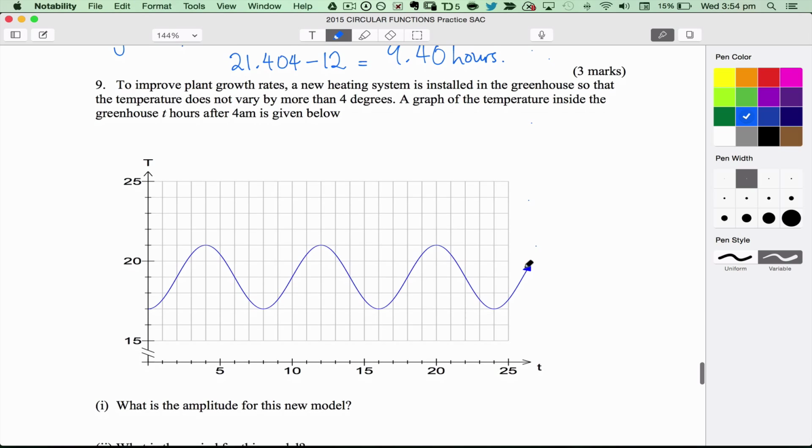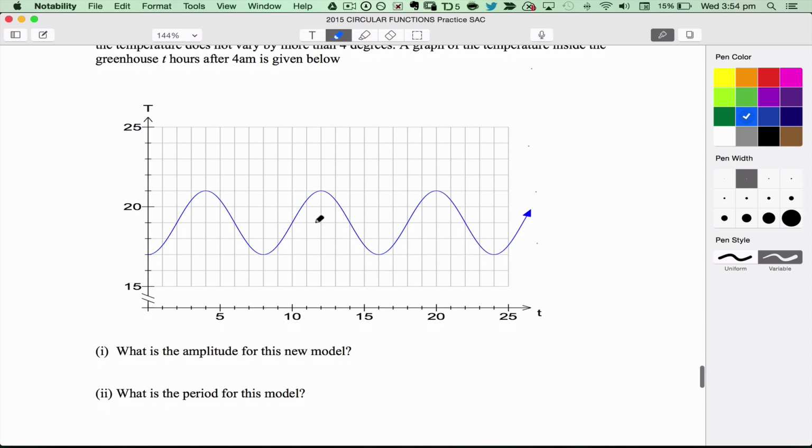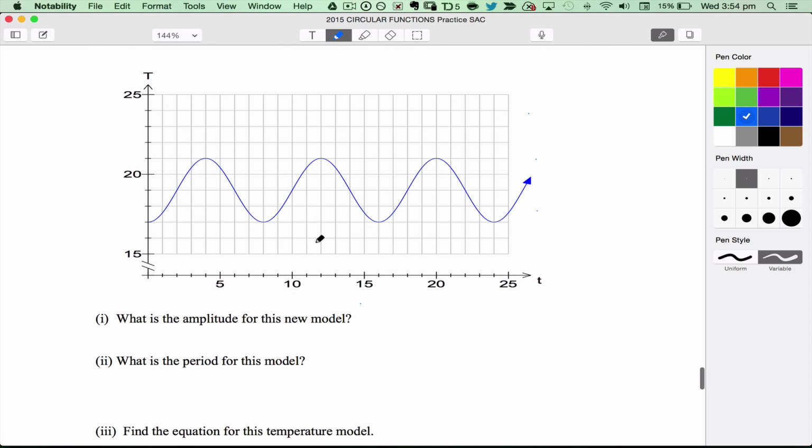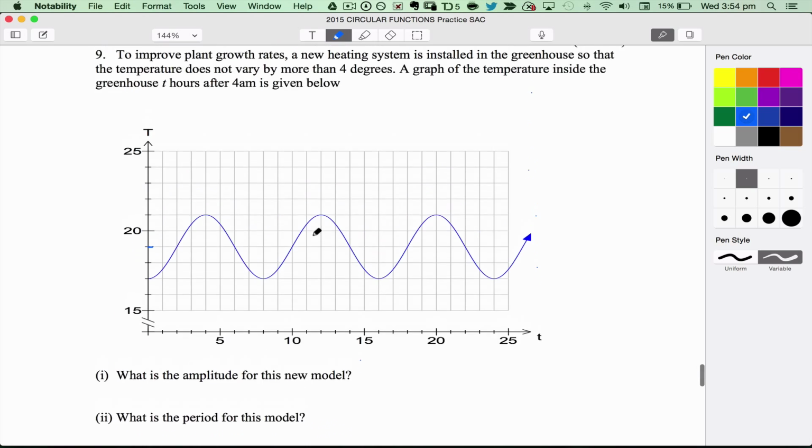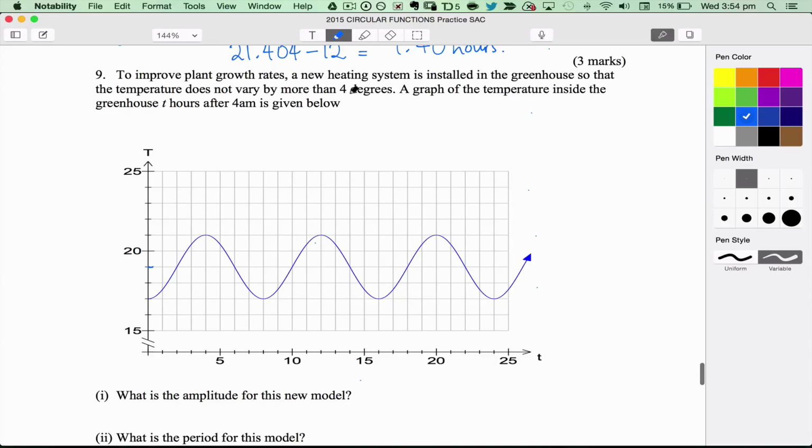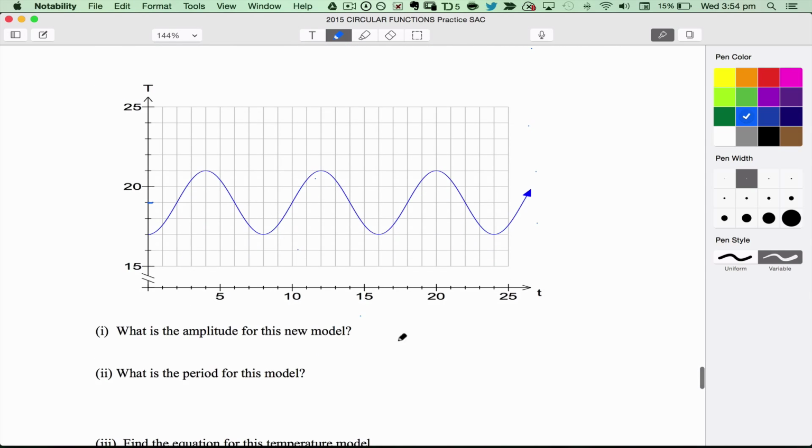Question 9. A new graph is given below. What is the amplitude for this new model? If you're looking at a cos graph, it doesn't say whether it's cos or sine. I'm going to assume it's an inverse cos graph, a negative cos graph. So my amplitude will be 2.